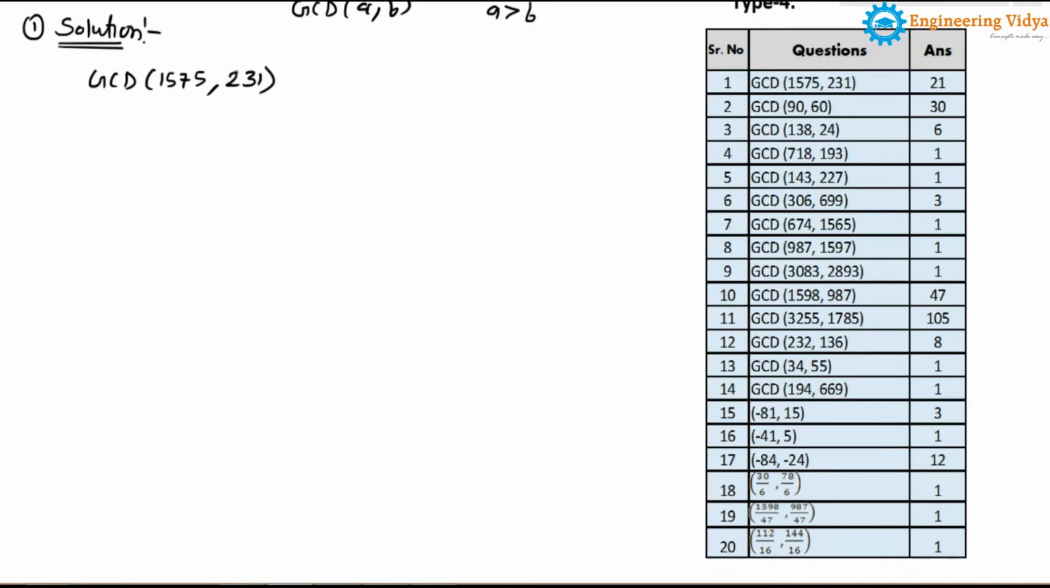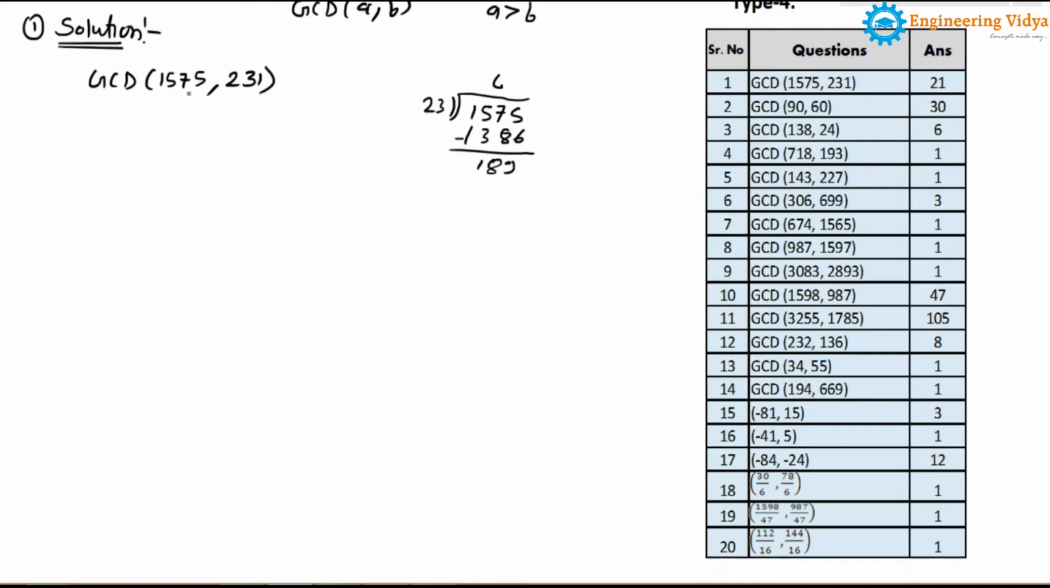First we will write 1575 in terms of the multiplication of quotient with the divisor and then addition with the remainder. So we have 1575 and we have to divide it by 231. Whenever I divide it by 231, it will go 6 times, and the answer will be 1386. After subtraction the result will be 189.